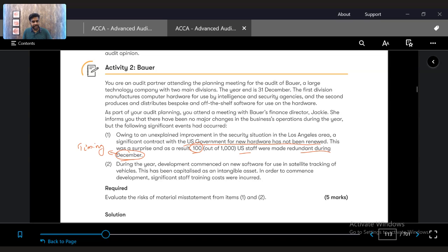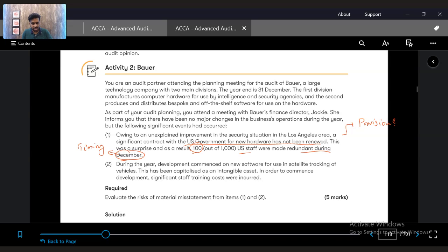Now when there is redundancy, what do you do? When there is redundancy, you will create a provision. So the question we are trying to answer here is whether a redundancy provision is required or not. And here the risk is a bit heavier because of the timing, because they were made redundant during December. The question comes when they were announced for the redundancy.